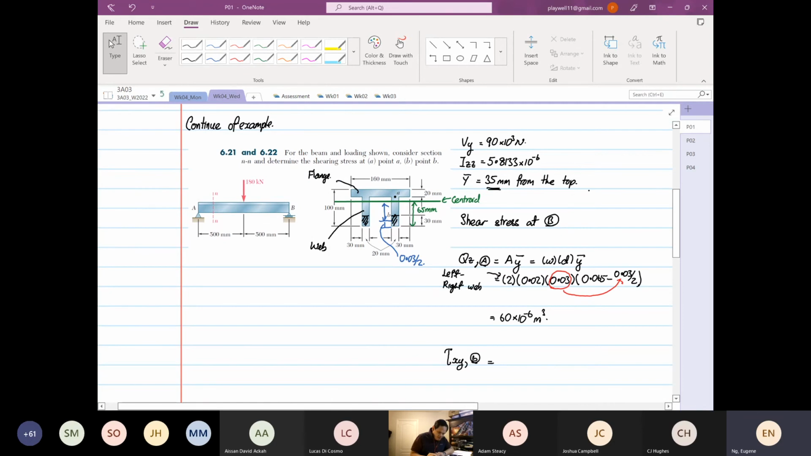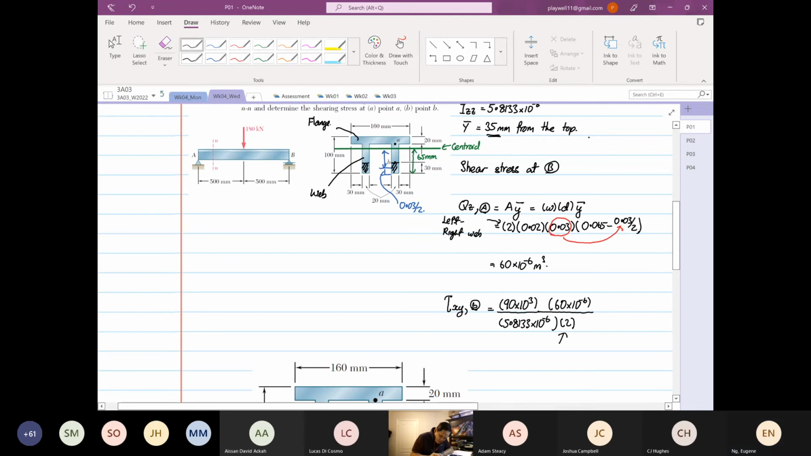V and I are constant regardless of point of interest. So you get 90 times 10 to the power 3, and then your I is equal to 5.8133 times 10 to the power minus 6. And then your first moment of area is 60 times 10 to the power minus 6, and then you need to divide by 2. Again, this is due to the left and right web. And then the thickness is 0.02.